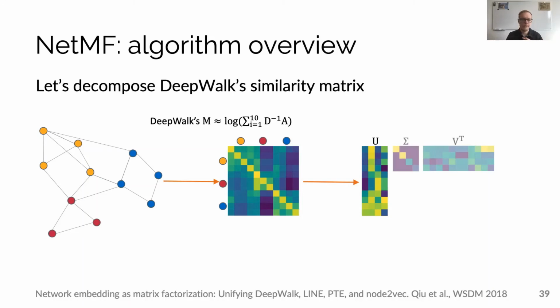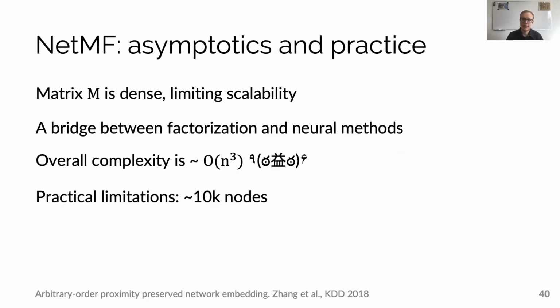The matrix is dense, so it doesn't scale at all. The cool thing is that they showed theoretically that this is what DeepWalk does. The complexity is horrible. The complexity of factorizing a dense square matrix is cubic. So do not use it at home for graphs larger than 10,000 nodes. But it provided a great intuition of what we're really trying to do with neural methods.